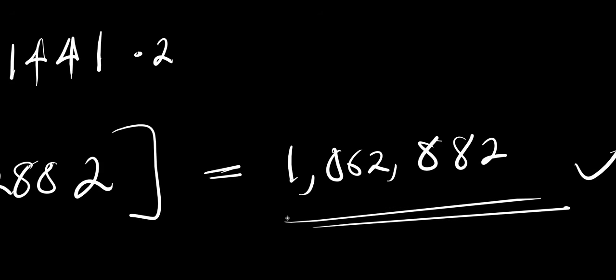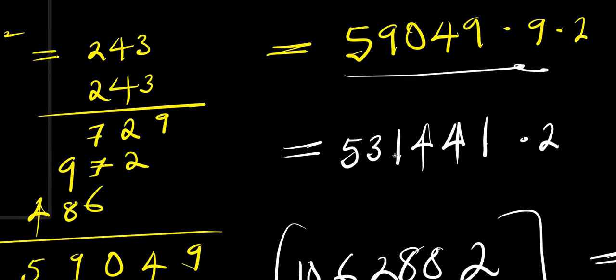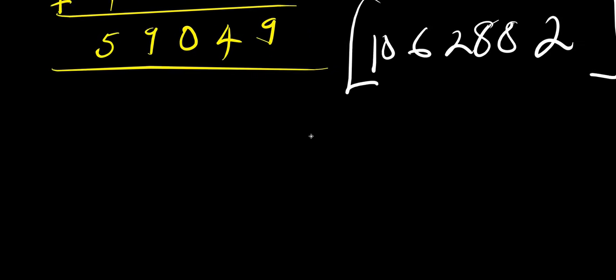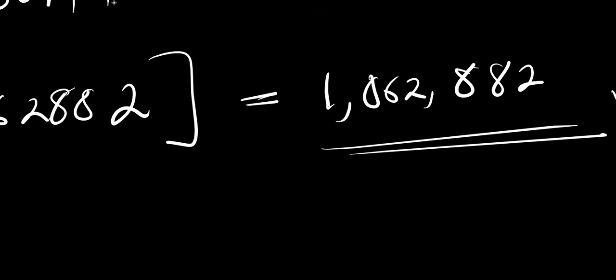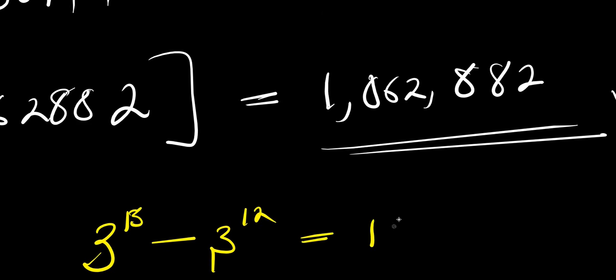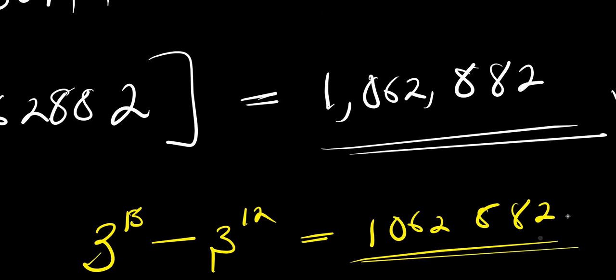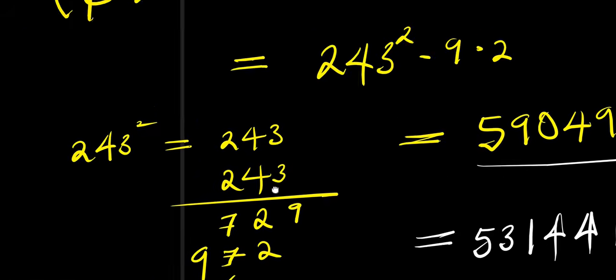So this is our answer for 3 power 13 minus 3 power 12. That's 1,062,882. And we have achieved this with our calculator, guys.